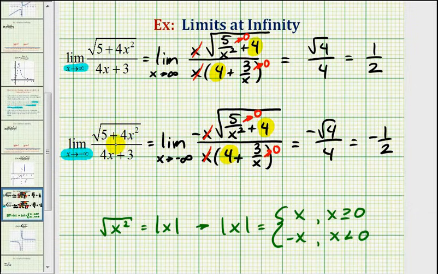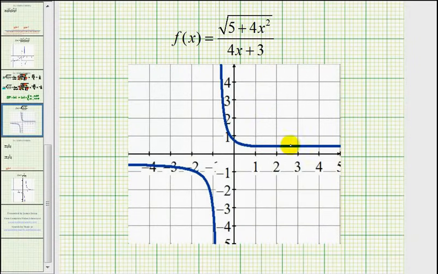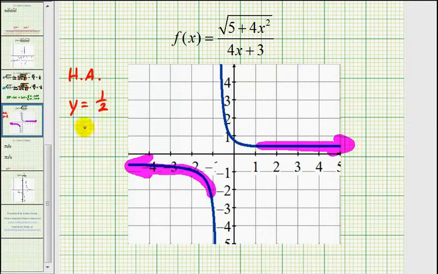Now let's go ahead and graph our function to verify these two limits. Notice as x approaches positive infinity, it does appear the function value is approaching positive 1/2. And as x approaches negative infinity, it does appear the function value is approaching negative 1/2. This also verifies that our function has two horizontal asymptotes. One is y equals positive 1/2, and another is y equals negative 1/2. So we have a horizontal asymptote of y equals 1/2 to the right, and y equals negative 1/2 to the left.